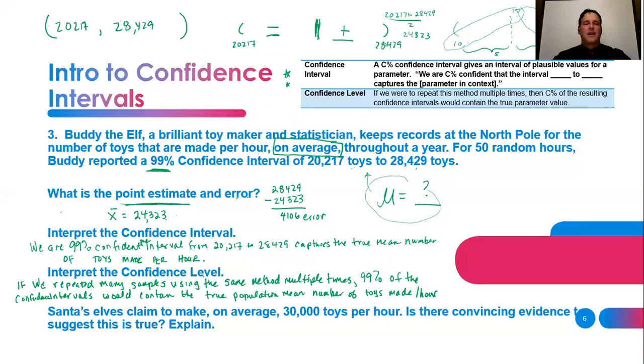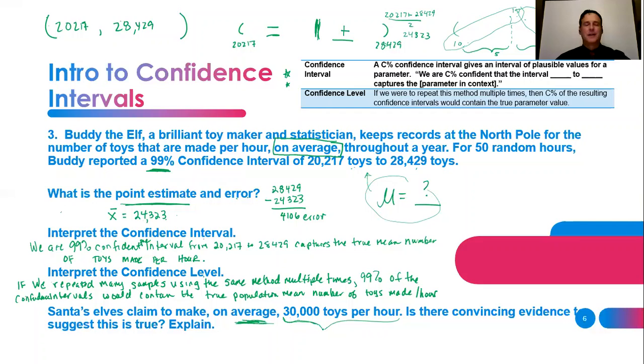Okay. All right. So here's my last question. It says Santa's elves claim to make, on average, 30,000 toys per hour. Is there convincing evidence to suggest that this is true? Now, if we think about 30,000, is it likely that they make this many per hour? Now, not 30,000 every hour, but on average, as it's suggested, which means sometimes they'll be a little bit below, sometimes a little bit above, but on average, 30,000 per hour.